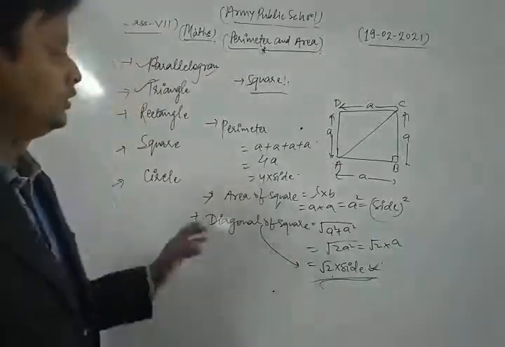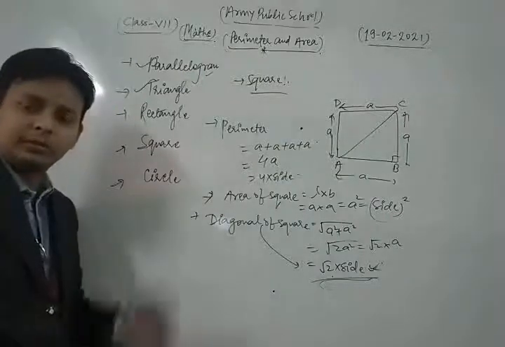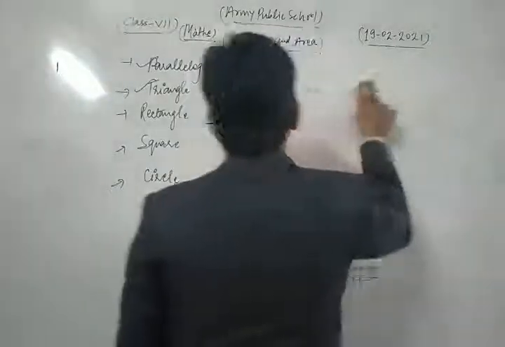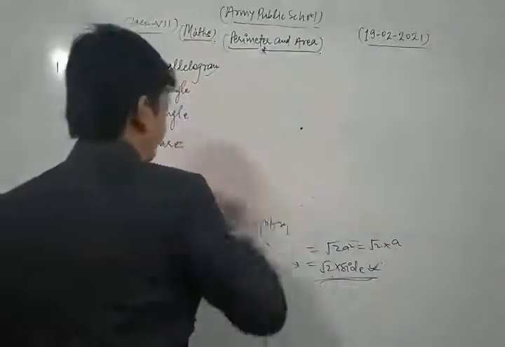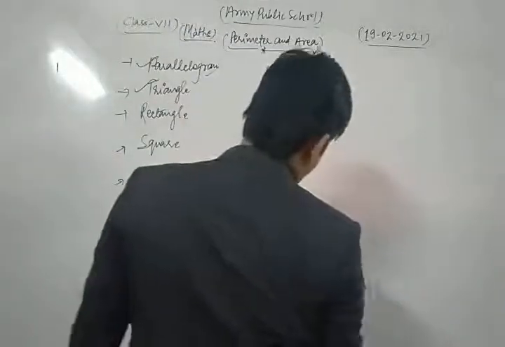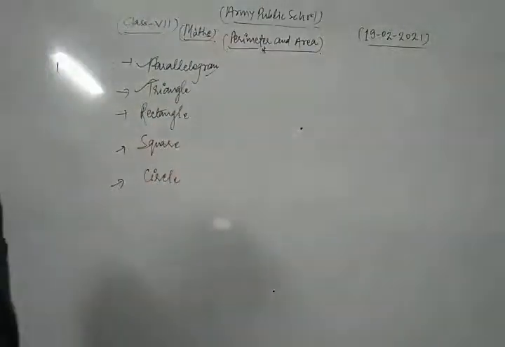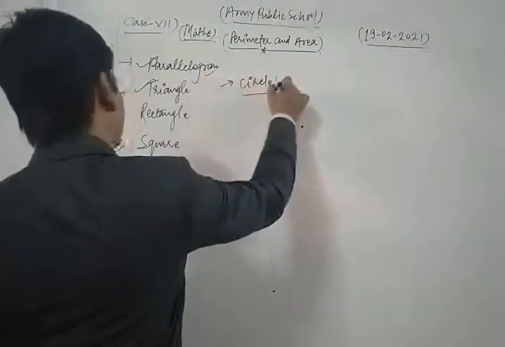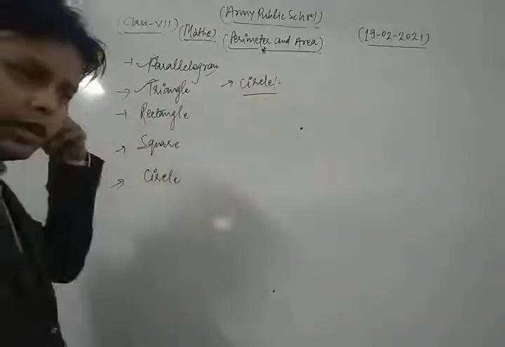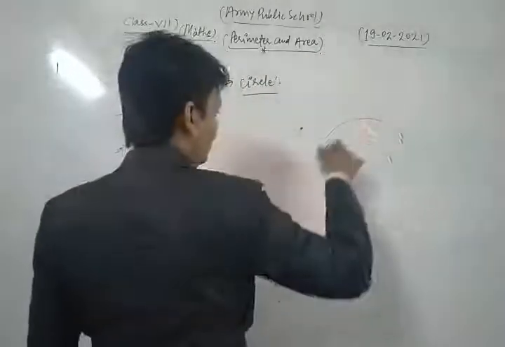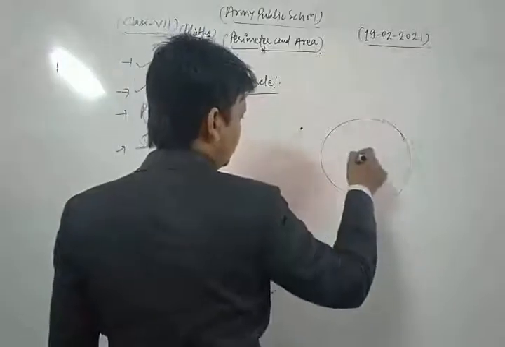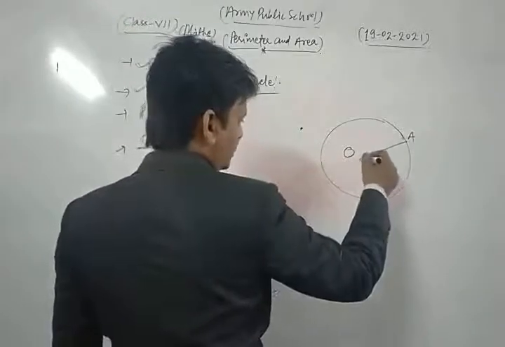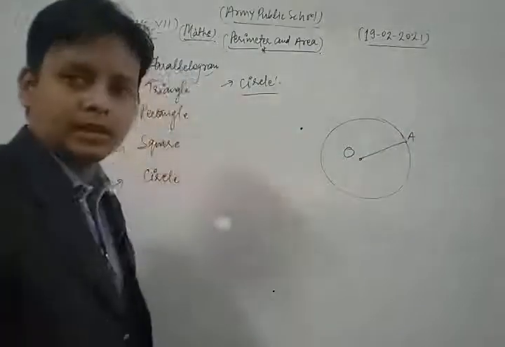Now we are going to discuss the last topic of that chapter, which is circle, and all its formulas. This is a circle, and O is the center of the circle. Suppose A is any point on the circle, and the distance between the center and any point on the circle is called the radius.